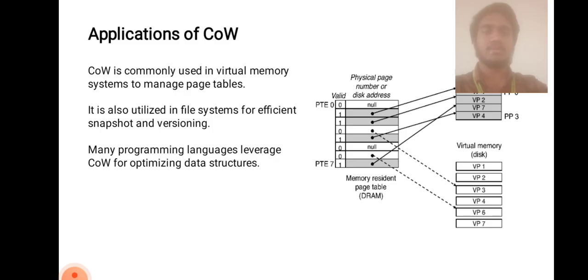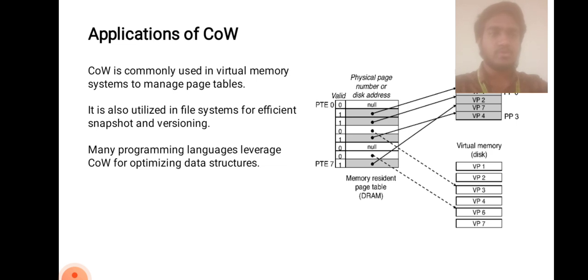Applications of copy on write. Copy on write is commonly used in virtual memory systems to manage page tables. It is also utilized in file systems for efficient snapshots and versioning. Many programming languages leverage copy on write for optimizing data structures. Programmers mainly use it for data structure usage.